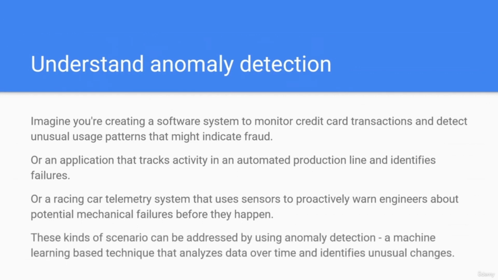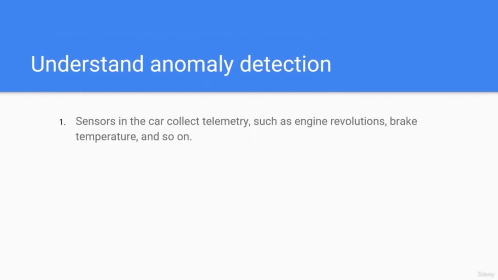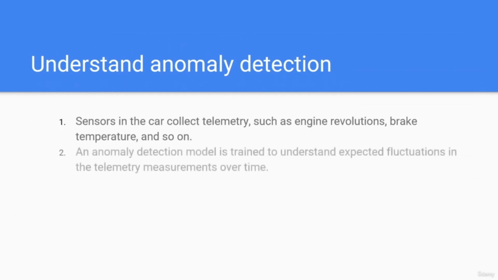These kinds of scenarios can be addressed by using anomaly detection, a machine learning based technique that analyzes data over time and identifies unusual changes. So first, sensors in the car collect the telemetry, such as engine revolutions, brake temperatures, and so on. An anomaly detection model is trained to understand unexpected fluctuations in the telemetry measurements over time.